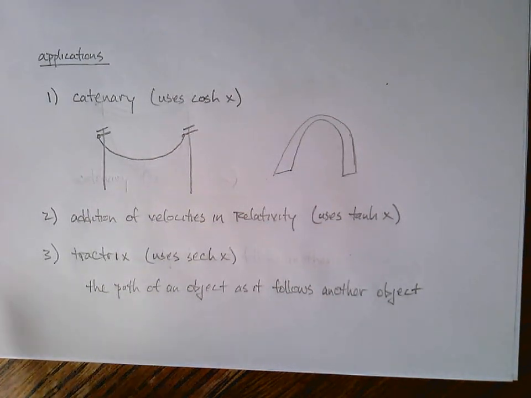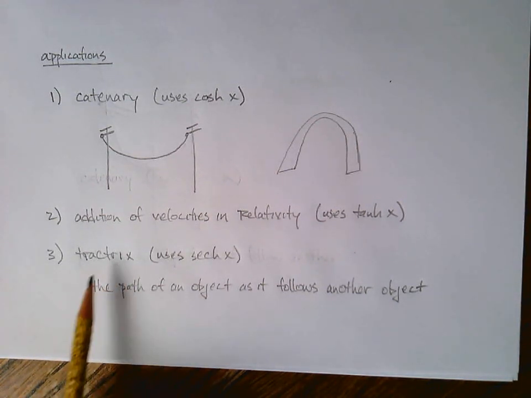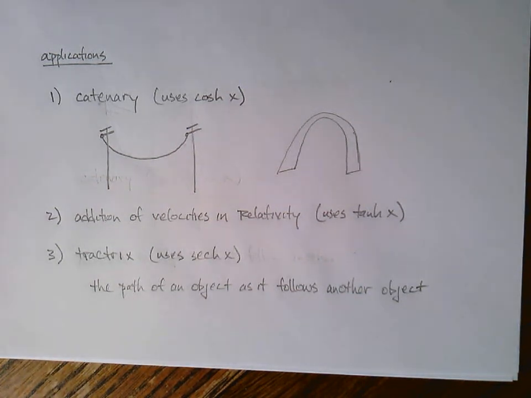Okay. And then number 3, I think this one's kind of cool. It's called the tractrix. It uses hyperbolic secant of x. What's the tractrix? It's the path of an object as it follows another object. Okay, so think of tractrix comes from the root word we also use for trailer or tractor. So imagine you've got maybe a truck and it's pulling a trailer. Maybe it's pulling a boat or something like that behind it.